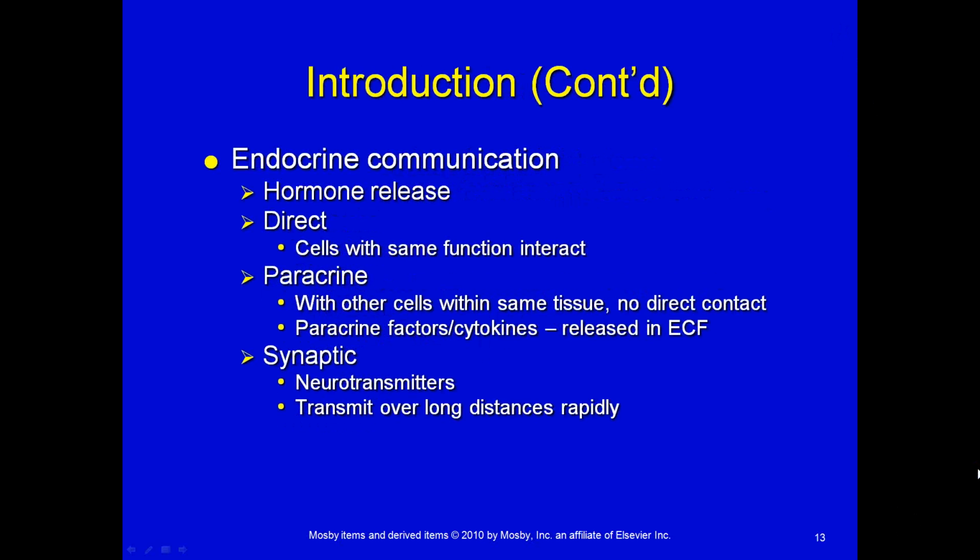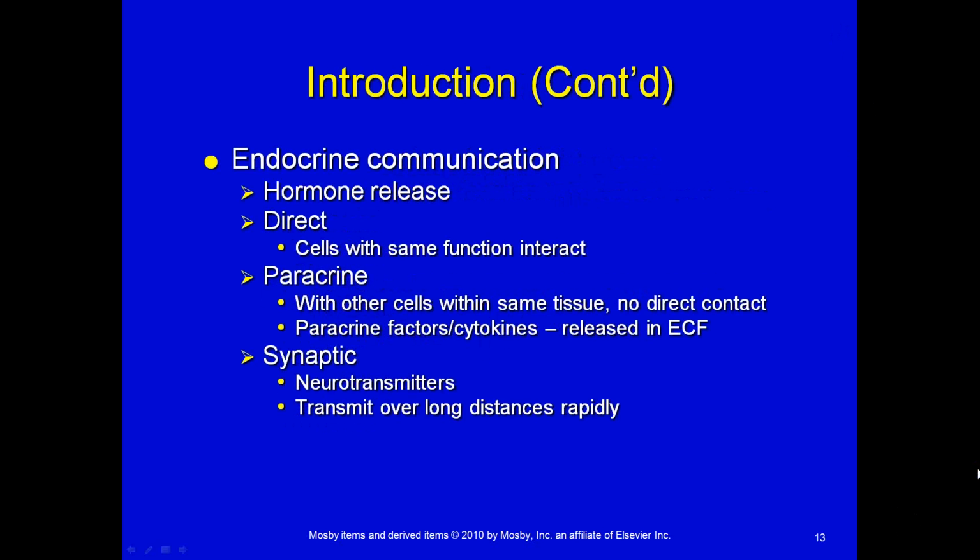Remember that a cell is the basic unit of life, and a group of specialized cells is called tissue. As an example, a group of liver cells would be considered the liver. And so these paracrine hormones, these cytokines released in the extracellular fluid, react with cells of the same tissue, but not with other tissues.